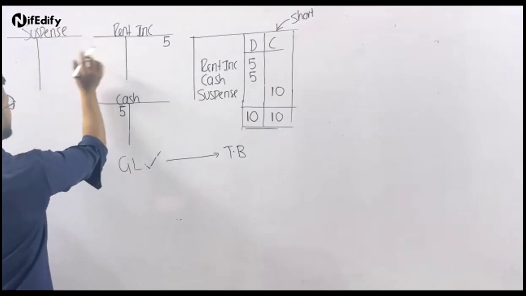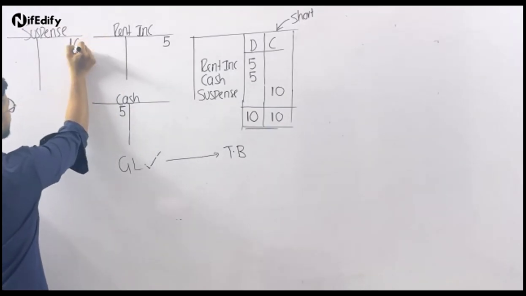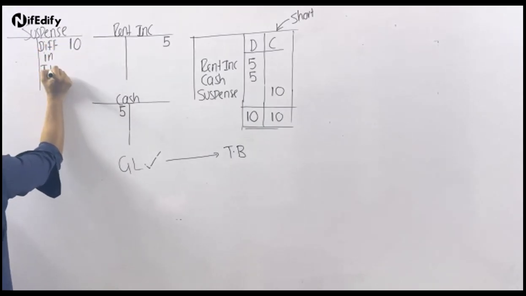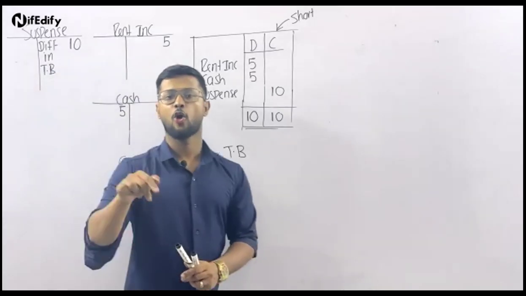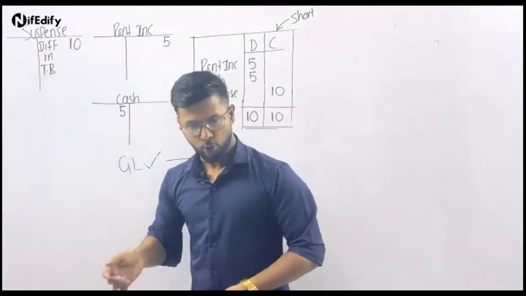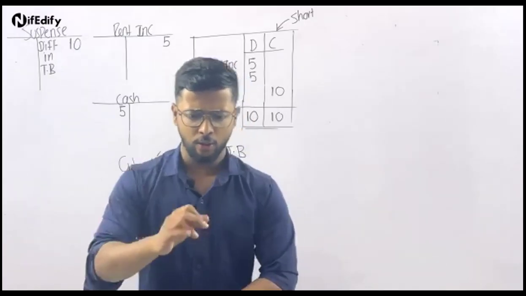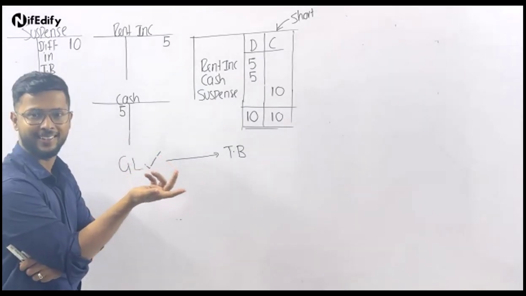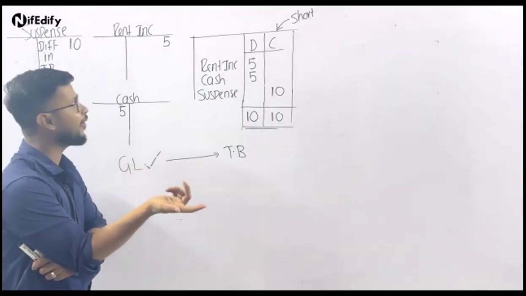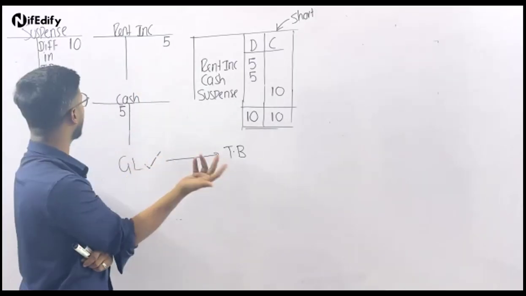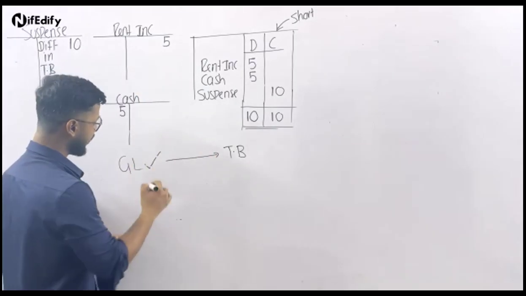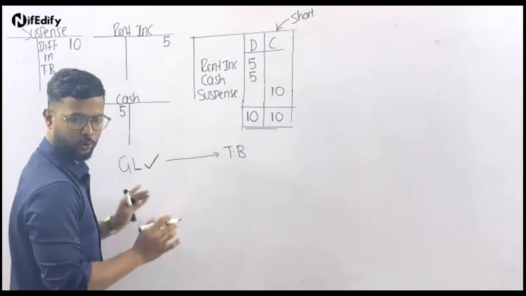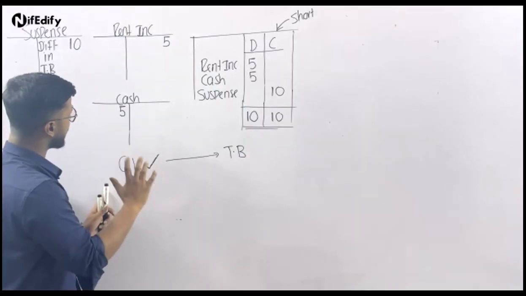So in the suspense, I have 10,000 difference in TB. Now, what do you do? You go investigating what has happened. Now you take a look at the GL. Nothing is wrong. Rent income is credited perfectly. Cash is debited perfectly, which means my GLs are okay. My GLs are certified.